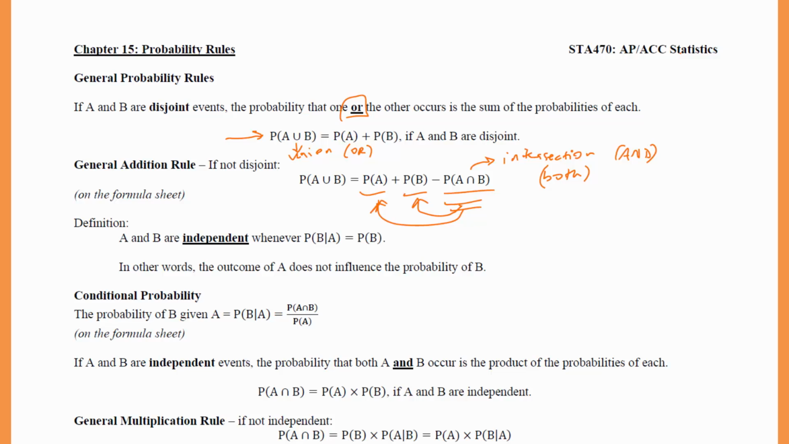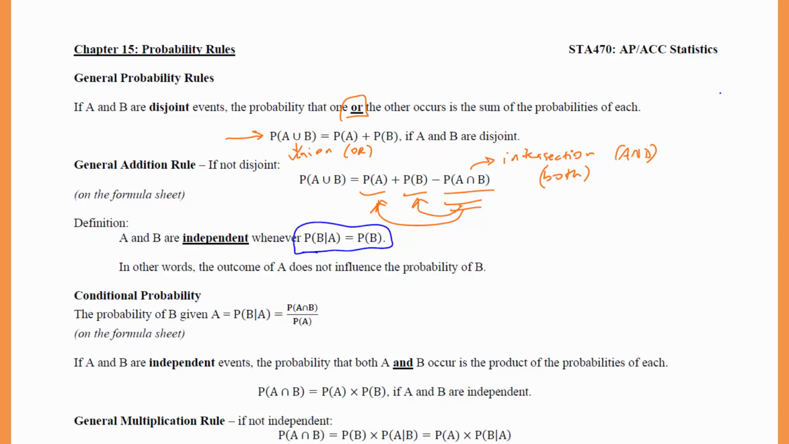If A and B are independent, remember that means that knowing that one of them happens does not affect the probability of the other one also happening. So we can mathematically show that two events are independent if we can show that that equation that I just circled in blue is true. That the probability of B given A is the same as the probability of B.